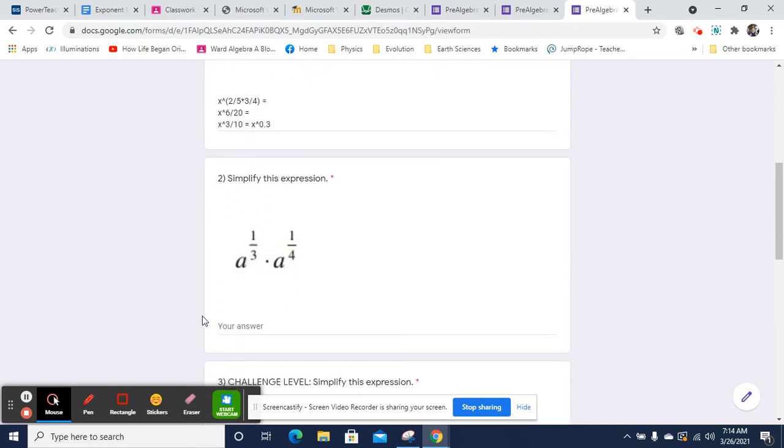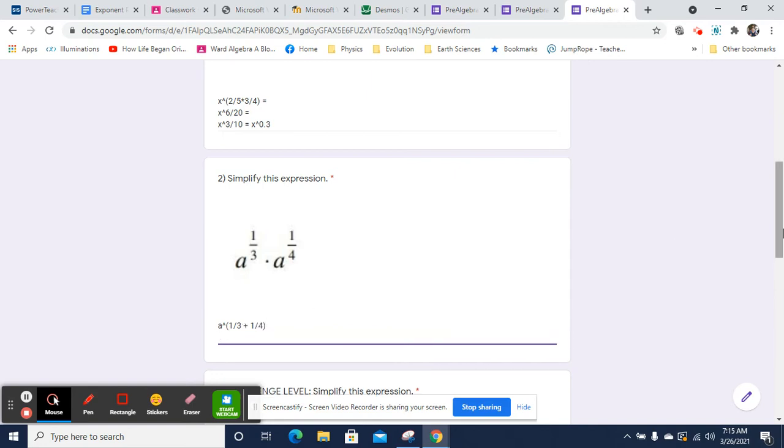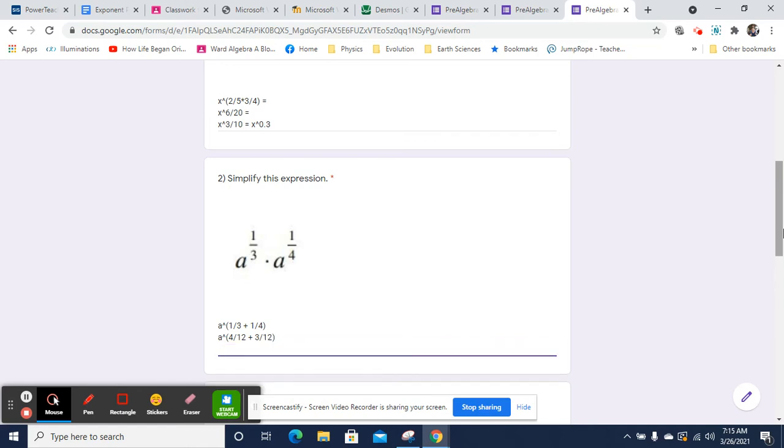Now the next one, it's going to be the product law, since we've got two of the same base and we're multiplying them, we're going to need to add 1/3 to 1/4. So that's going to be a to the 1/3 plus 1/4. And of course, we have to dip into our common denominators toolkit for that. So I'm going to convert thirds and fourths into twelfths. So 1/3 becomes 4/12 and 1/4 becomes 3/12. And so that becomes a to the 4 plus 3 over 12, which is going to be 7/12. And that is your answer.